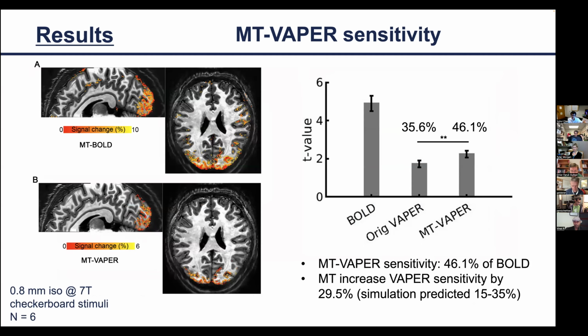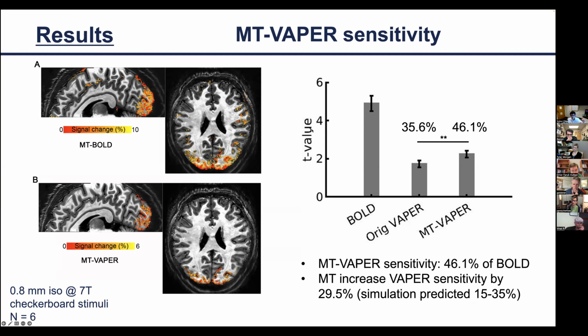And in this slide, I show you some experiments to demonstrate how much MT can enhance the sensitivity. Here we applied the sequence to a relatively large brain coverage. We presented the subject with some checkerboard stimuli and acquired the images at a resolution of 0.8 millimeter isotropic. Here is the BOLD activation map, and the bottom shows the VAPER activation map. The VAPER signal is after dynamic diffusion. And this activation map is obtained without any smoothing, so you can see it's quite good.